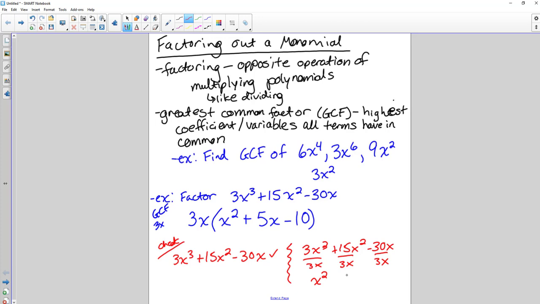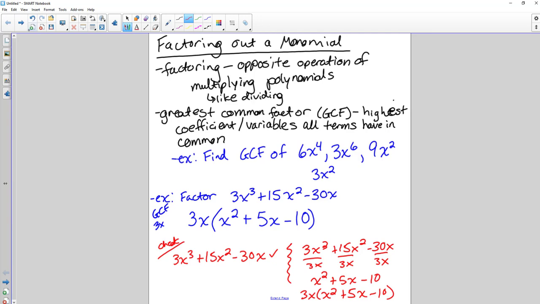This is x squared in the first term. Next term, 15 divided by 3 is 5. X squared divided by x is x. 30 divided by 3 is 10. X divided by x, gone. The thing is, though, now when I put my answer, I still have to include the 3x in front, because it's not just saying divide the polynomial by 3x, it's saying factor it, which means I'm still showing what I'm pulling out in front.